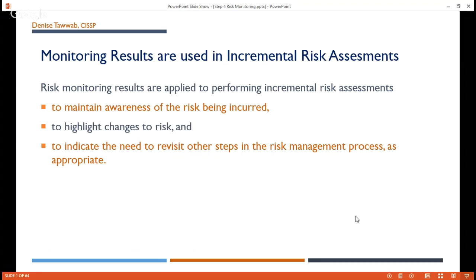Monitoring results are used in incremental risk assessments. Risk monitoring results are applied to performing increments to maintain awareness of the risk being incurred, to highlight changes to risk, and to indicate the need to revisit other steps in the risk management process as appropriate. So, anytime we're looking at our monitoring results and we see some kind of change in the level of risk or in the environment, whatever we're looking at, then we go back and perform an incremental risk assessment.